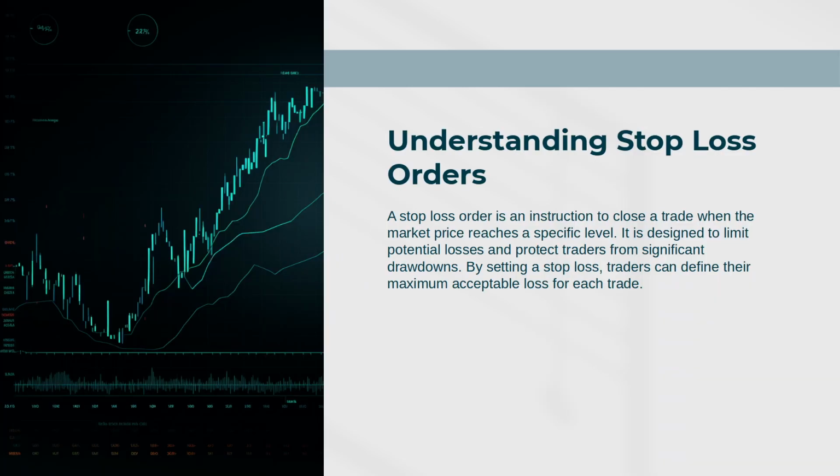Understanding stop-loss orders. A stop-loss order is an instruction to close a trade when the market price reaches a specific level. It is designed to limit potential losses and protect traders from significant drawdowns. By setting a stop-loss, traders can define their maximum acceptable loss for each trade.